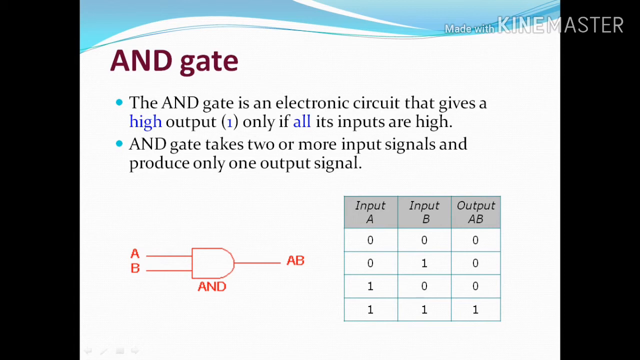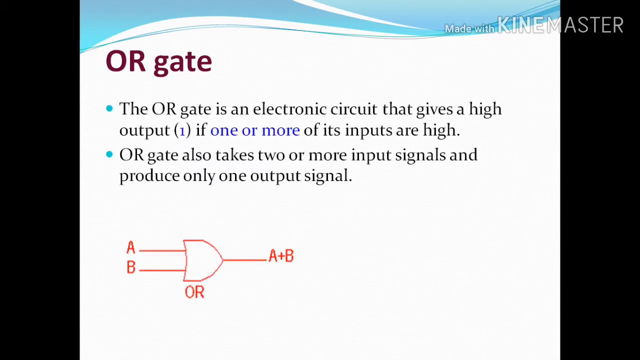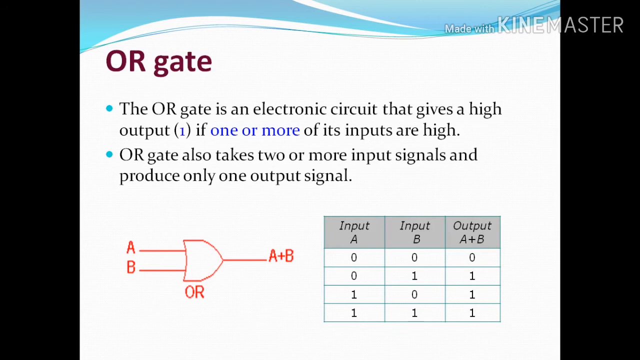Now, for the NAND gate, the design is shown here: a two-input NAND, which is an AND gate followed by a NOT. Next, the OR gate is coming. The OR gate gives you an output of 1 if any one or both inputs give you 1. The OR gate takes two or more input signals and produces only one output. The gate design and truth table are given here.